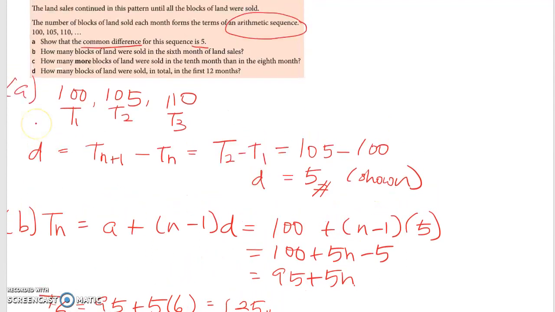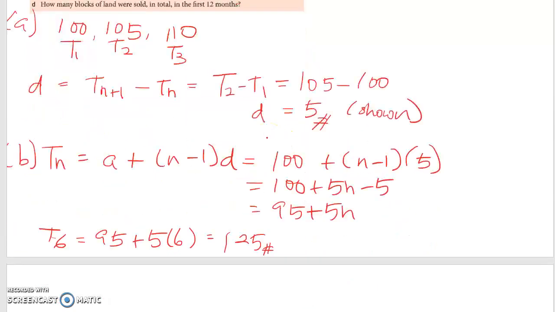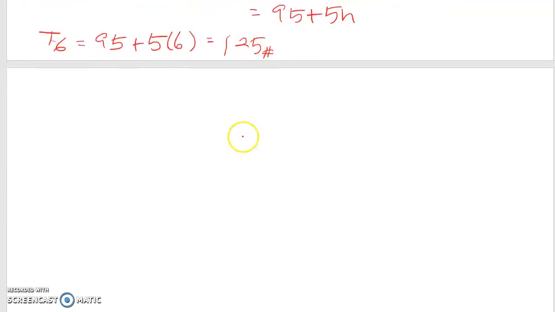Okay, let's try part C now. How many more blocks of land were sold in the 10th month than in the 8th month? Now this is the keyword, "than in the 8th month." "Than" basically tells you that you're comparing the blocks of land which were sold in the 10th month with that sold in the 8th month, and then we're finding the difference between these two months. So what we're going to do is find the 10th term and the 8th term, and then find the difference between the two. So let's get it down here.